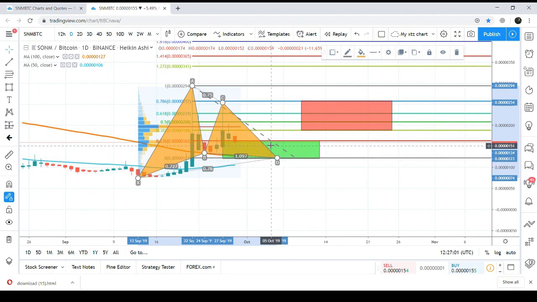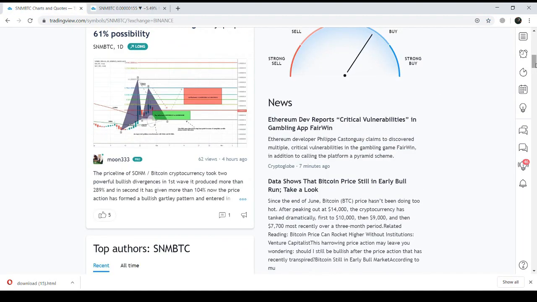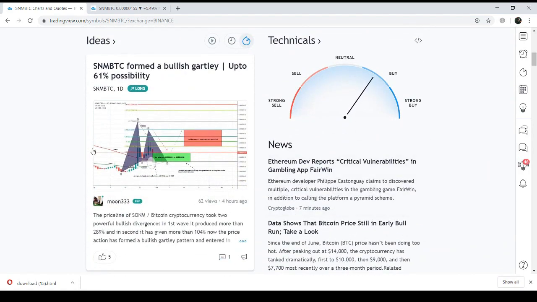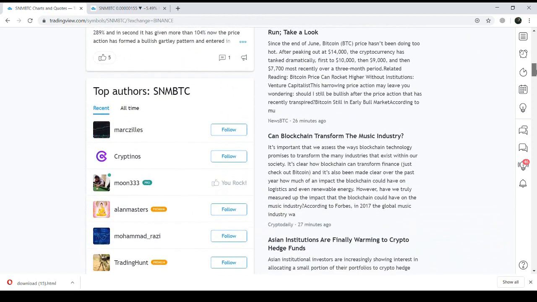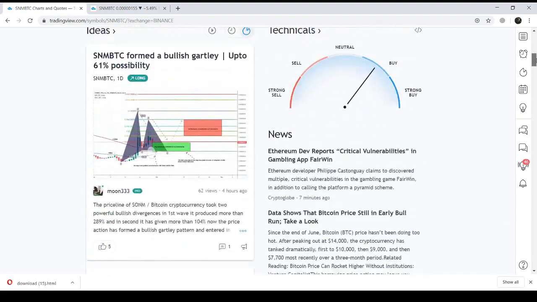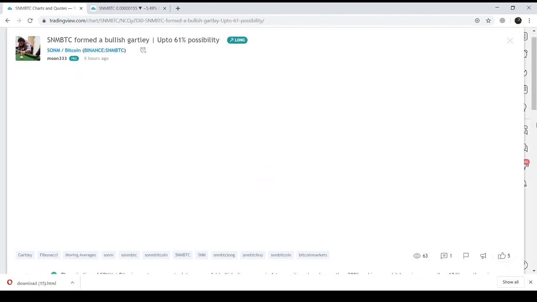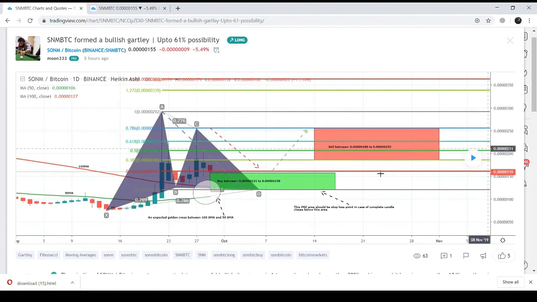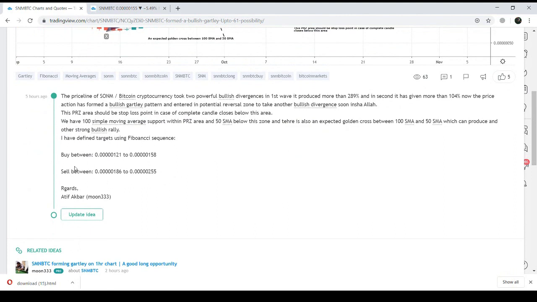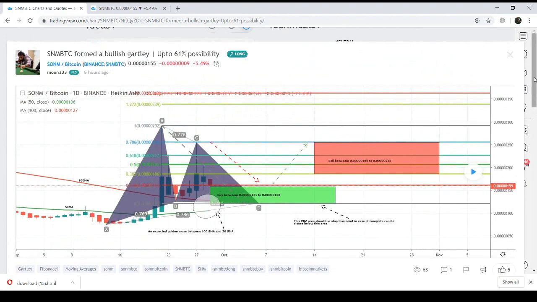Now let's move to the chart I published a few hours ago, and you will not face any problem finding it, because this is the number one popular chart on TradingView in all SNM Bitcoin charts, and you can find me among the most popular authors of SNM Bitcoin on TradingView. I've published this chart on the 1 day time period, and you can see this is my buying range and these are my sell targets. I have also mentioned these targets in the chart description. This trade has the capacity to give more than 61% profit.